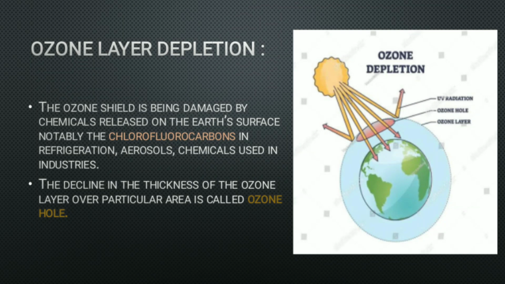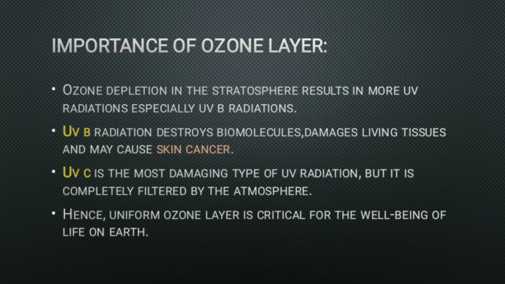Ozone layer depletion. What is ozone layer depletion? The ozone shield is being damaged by chemicals released on the Earth's surface, notably the chlorofluorocarbons in refrigeration, aerosols, and chemicals used in industries. The decline in the thickness of the ozone layer over a particular area is called ozone hole.